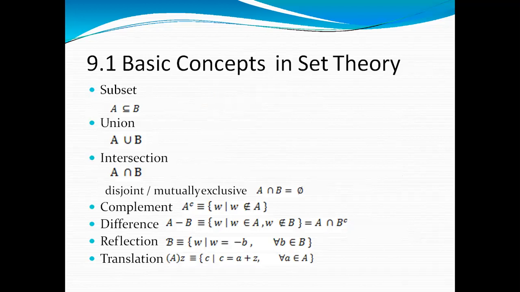We all know subset. A set defines some elements, and a subset is contained in the set, with a symbol for it. Union: if you have two different sets, we consolidate all the values. Intersection: the common values between sets A and B. If disjoint and mutually exclusive, the intersection is the null set. Complement: everything in the universe without the values of set A. Difference A minus B is nothing but A intersection the complement of B. Reflection is the opposite sign representation of the given set. Translation is given as A plus z.